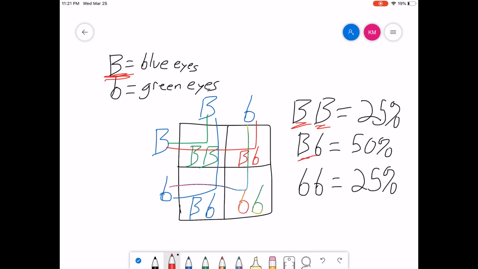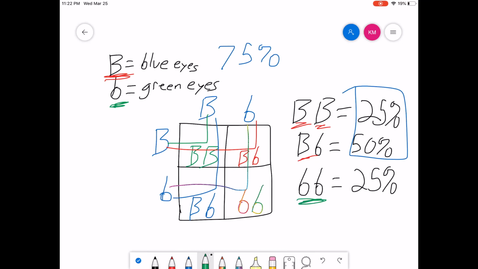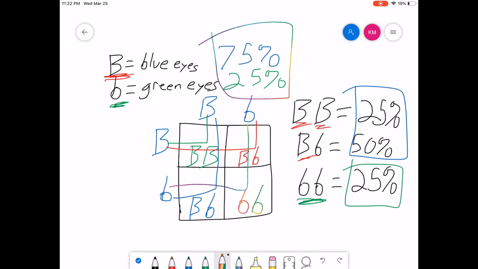So then our probability for having blue eyes means any offspring that will have at least 1 dominant trait is 75%. 75% will have a chance to have blue eyes. And then green eyes, we have to be homozygous recessive. So that's only this last column, which gives us a 25% chance to have the phenotype of green eyes. This, again, needs to add up to 100%, just like any other ratio or percent has to do.